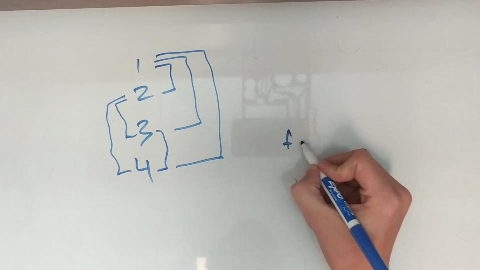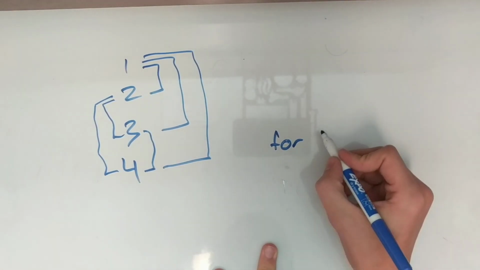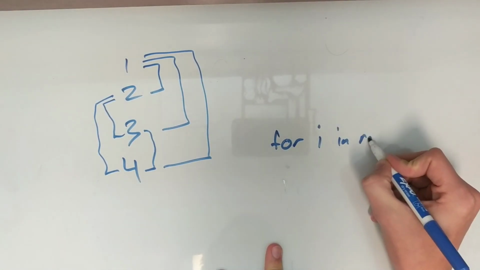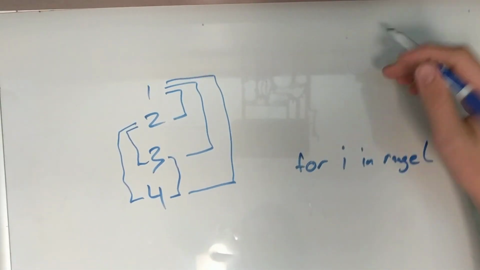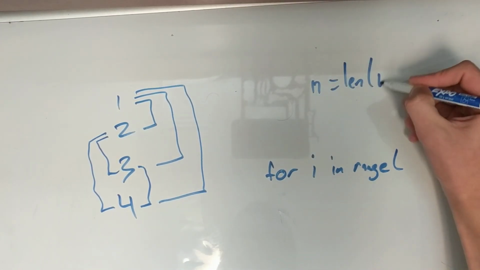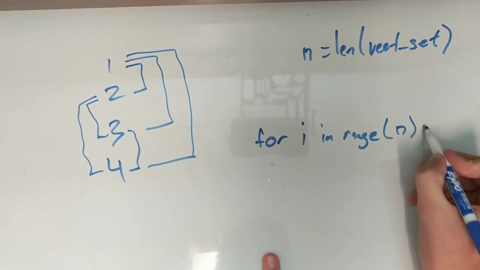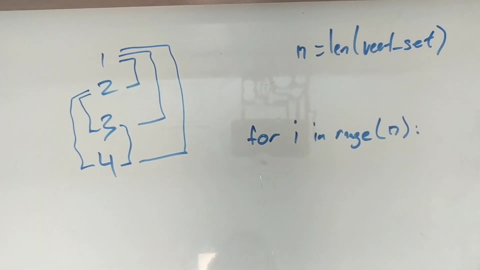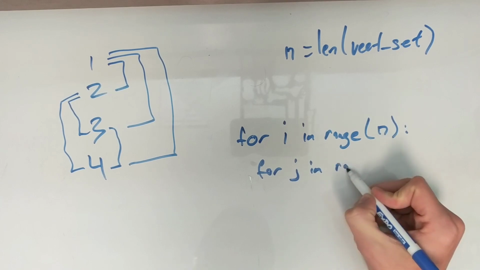And so the way that I would go about it is note how for 1 we compared it to 2, 3, and 4. So I'd say n is the length of my vect set. I'm going to say for i in range n, so I'll look at every one, but then I'll want to make a second for loop. And this will be for j in range.